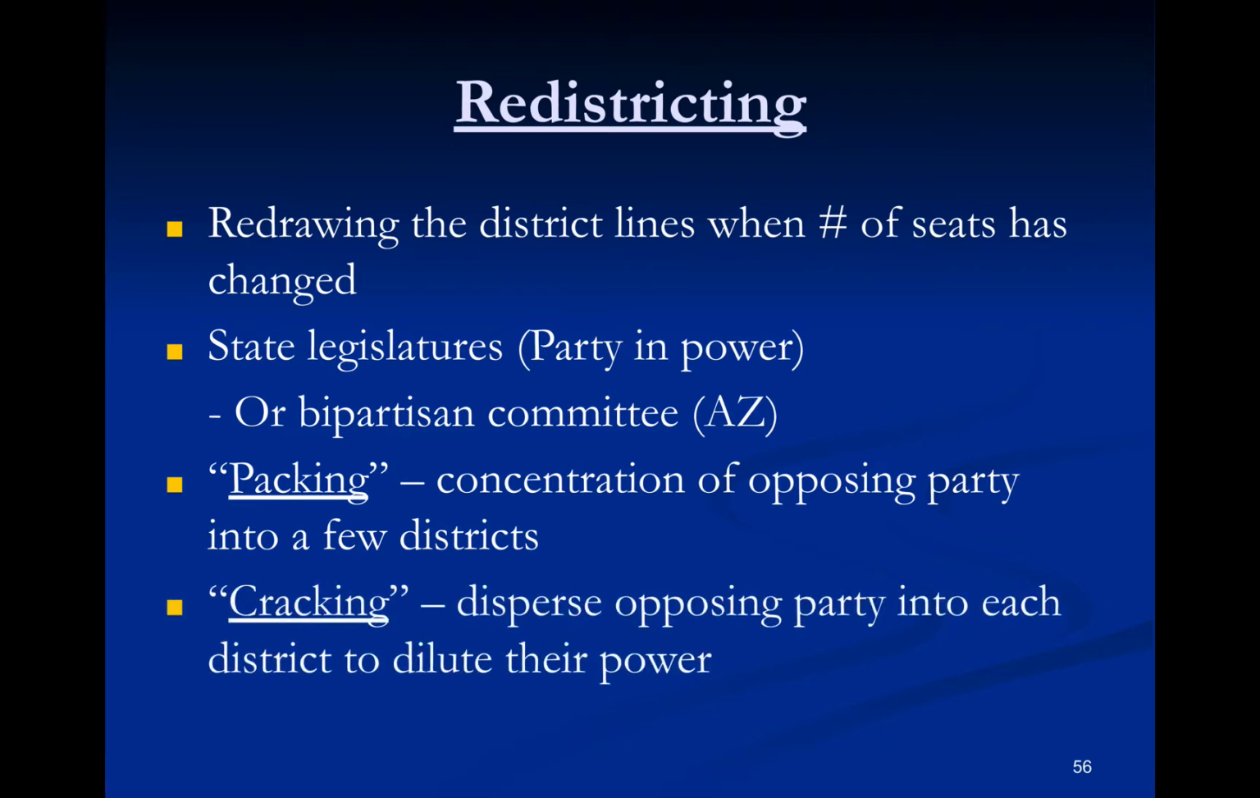Another thing that can happen is called cracking. Cracking is when you disperse opposing parties or opposing groups into each district. So if you wanted to limit voter turnout by Democrats, you could take the neighborhoods which tend to vote Democrat, chop them up, and put a little bit into a majority district, which is mostly Republican neighborhoods. That would mean that the majority of neighborhoods or homes that are voting would be more likely to vote Republican, and there would be just a small amount of Democrats in every group.